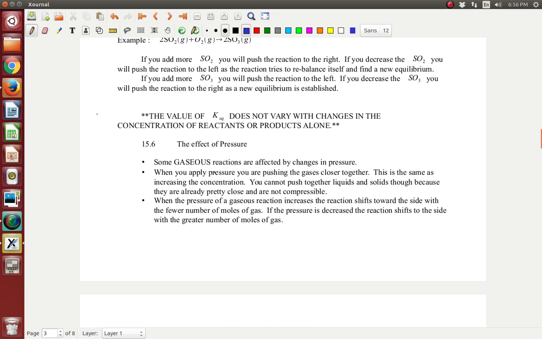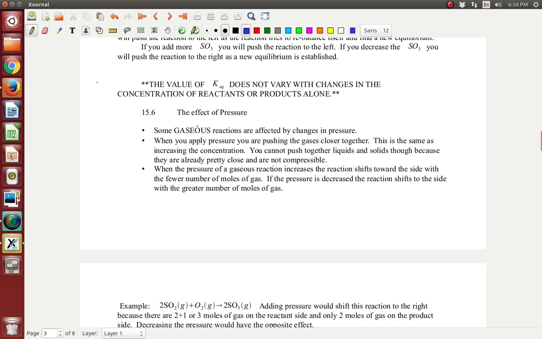So now let's move on to the effect of pressure. Remember that only gaseous things are affected by pressure because if you have a container that's 1 liter, let's say this is a 1 liter container, and I'm going to put 4 moles of gas into this container. All right, so what is the molarity? Remember that molarity is equal to the moles divided by the liters. So if I have 4 moles, I'm going to have 4 moles over 1 liter. That's going to be a 4 molar concentration. That's the concentration of this gas.